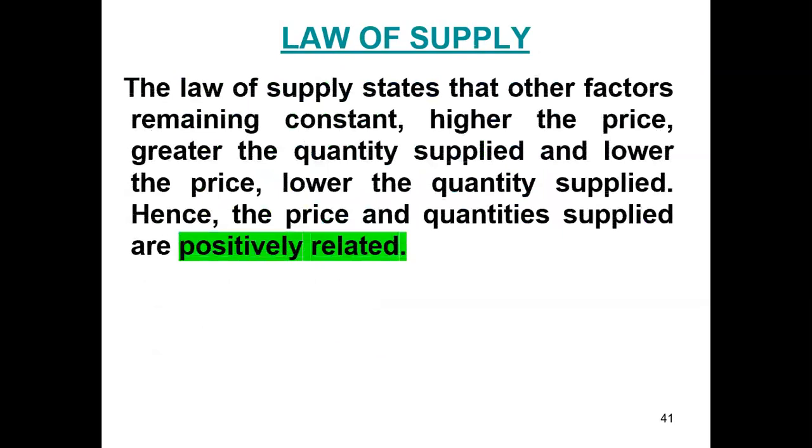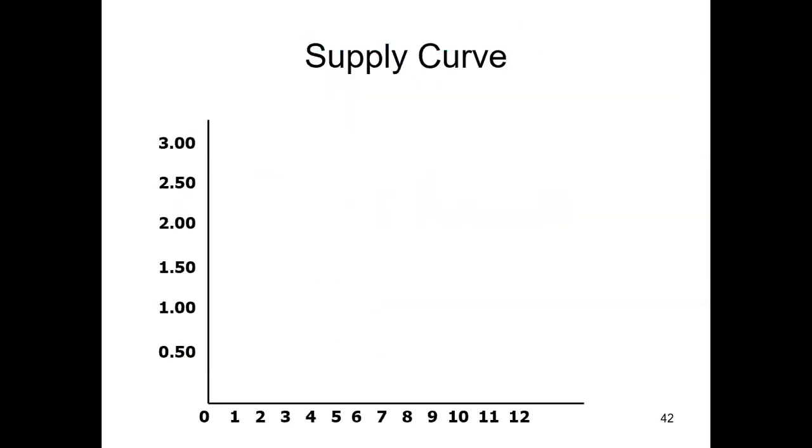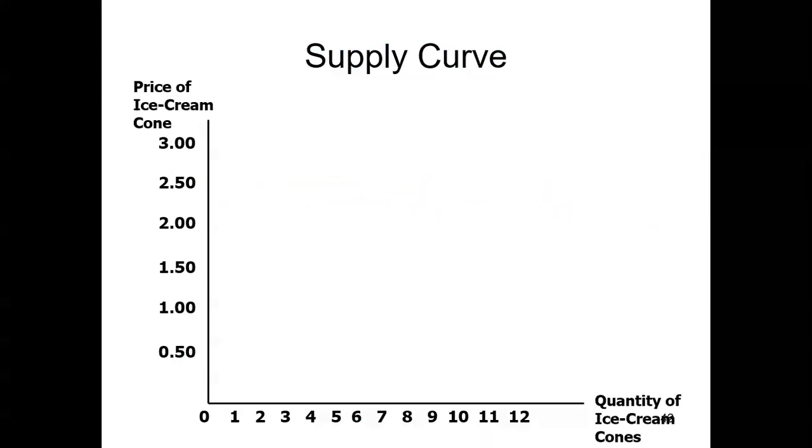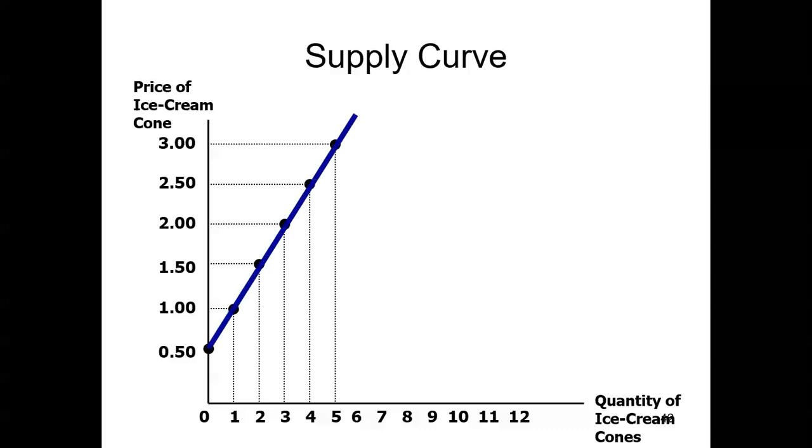Then going back to the law of supply. Here, the law of supply states that, other things remaining constant, the higher the price, the greater the quantity supplied, and the lower the price, the lower the quantity supplied. See, this is the thing about the law of supply. And the supply curve will be like this. So here the supply curve will be like this, upward.